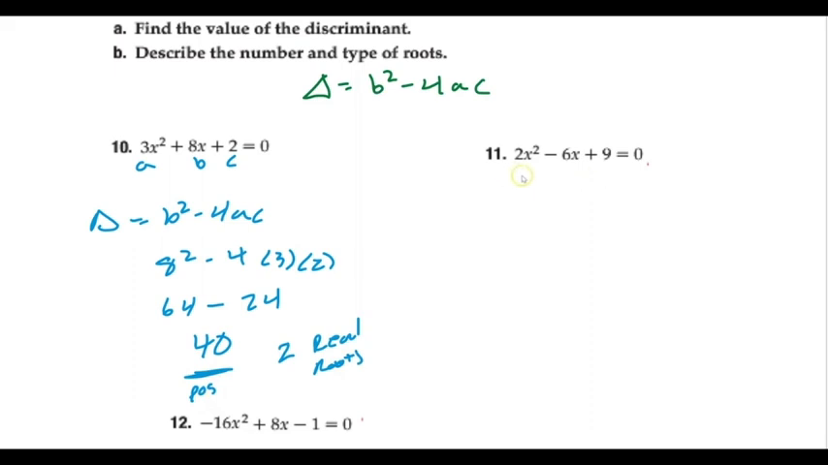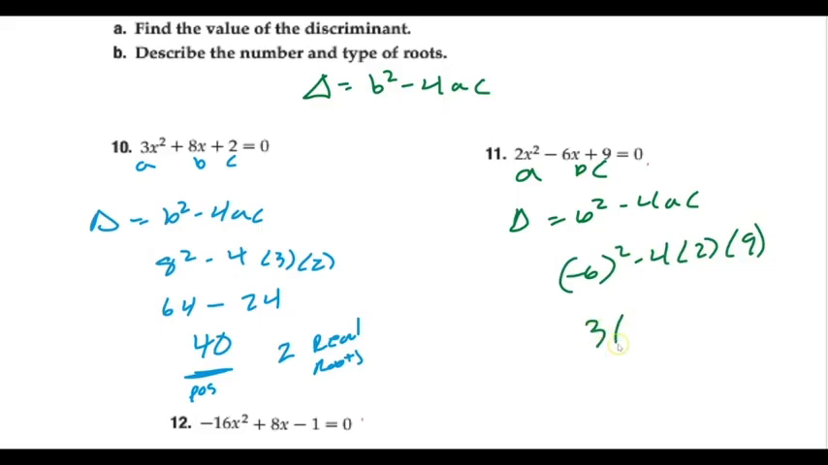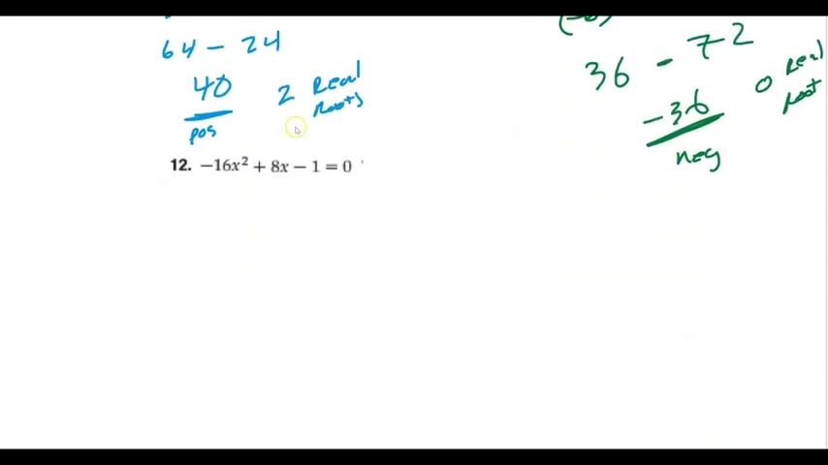So let's do the next one. a, b, c. Discriminant, b squared minus 4ac. I get negative 6 squared minus 4 times 2 times 9. 36. Look what happens here. Negative 72. 36 minus 72, I get negative 36. All I really care about is it's a negative. If it's a negative, I'm going to have imaginary numbers. This is 0 real roots, or 2 imaginary if you want to say it. 0 real roots.